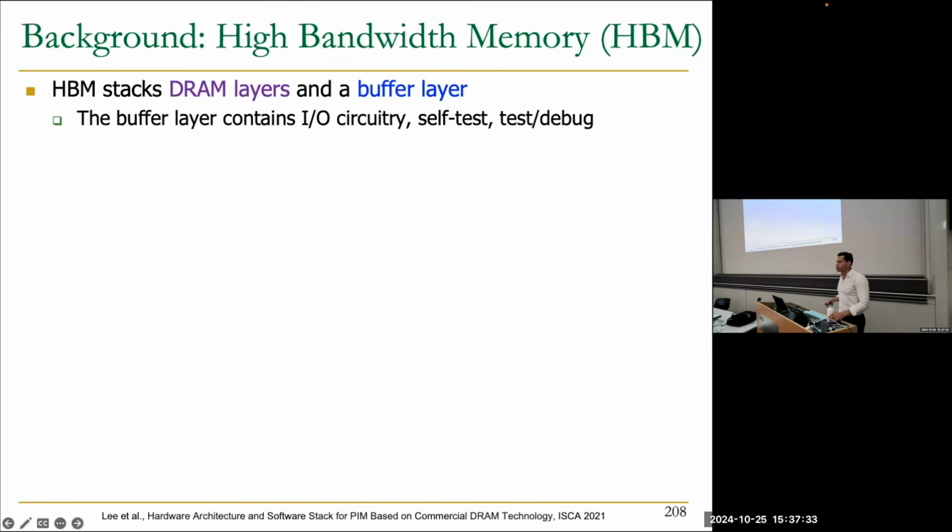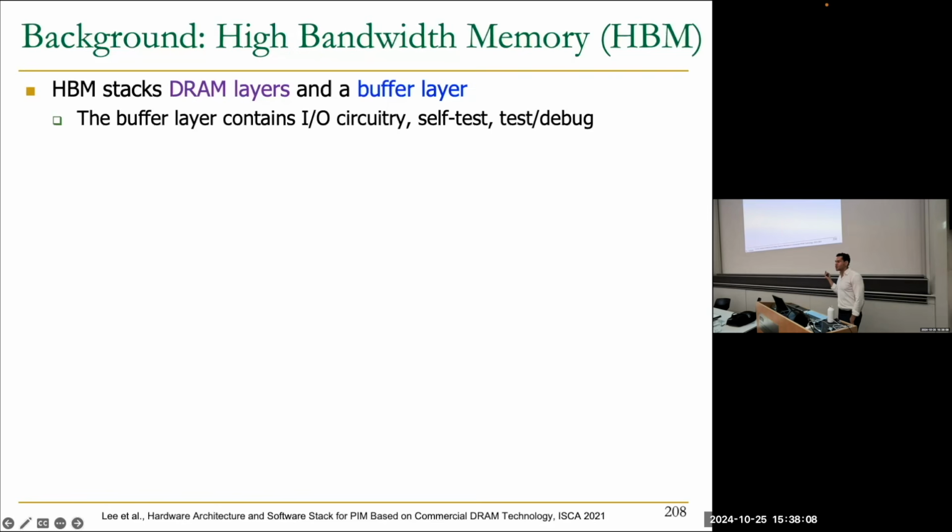So as I mentioned, they are going to use 3D stack DRAM to propose their processing-in-DRAM memory architecture. And as a background, 3D stack chip or HBM, which we are going to use here, high bandwidth memory, is a memory chip that stacks DRAM layers on a buffer layer. So in HMC times, this was called logic layer. In HBM times, this is called buffer layer. So the buffer layer contains some I/O circuitry, some self-testing, and some test debug. So it's not there for free.